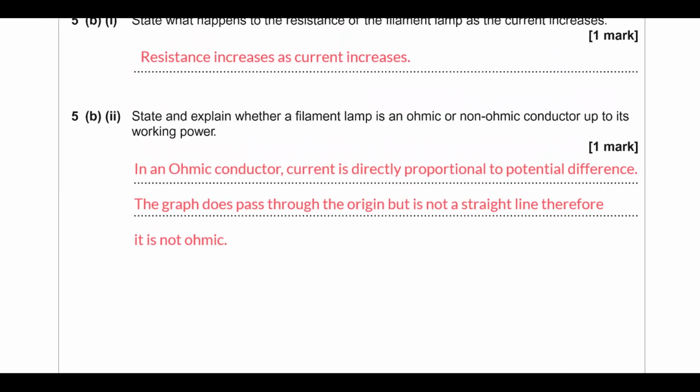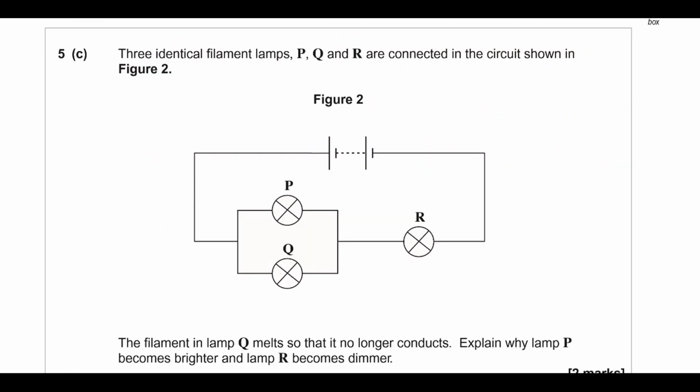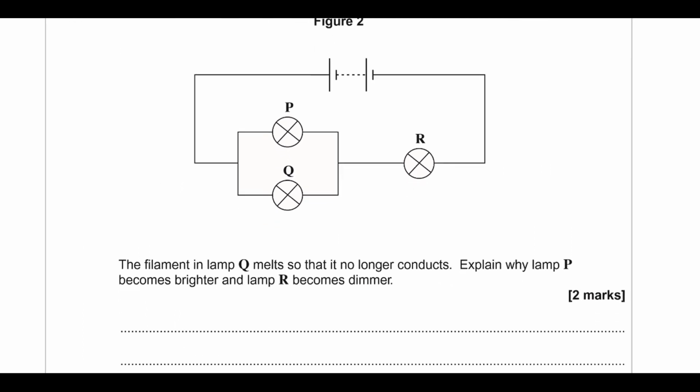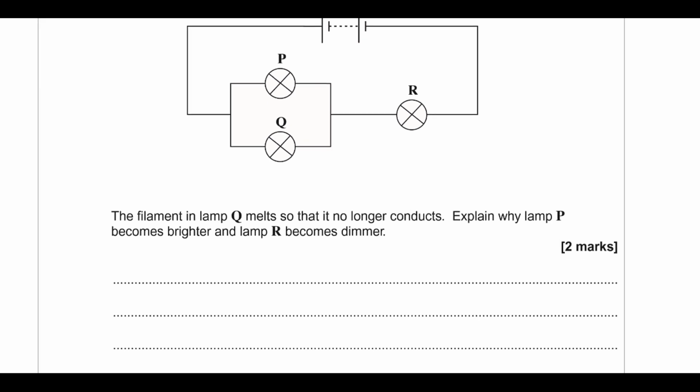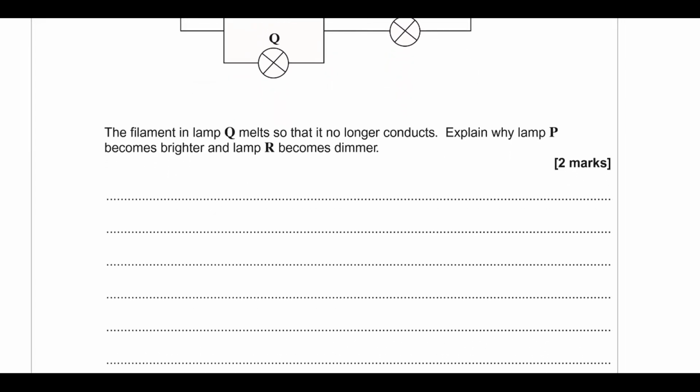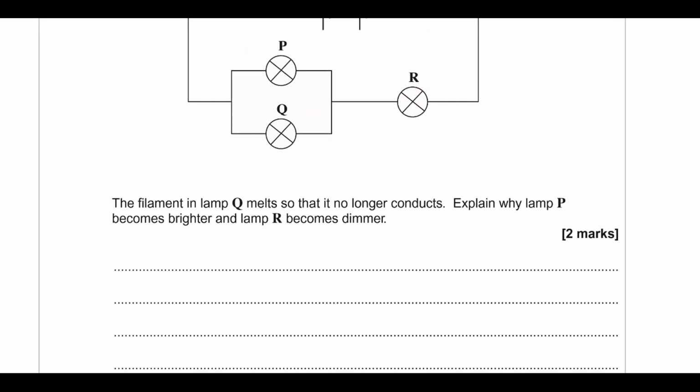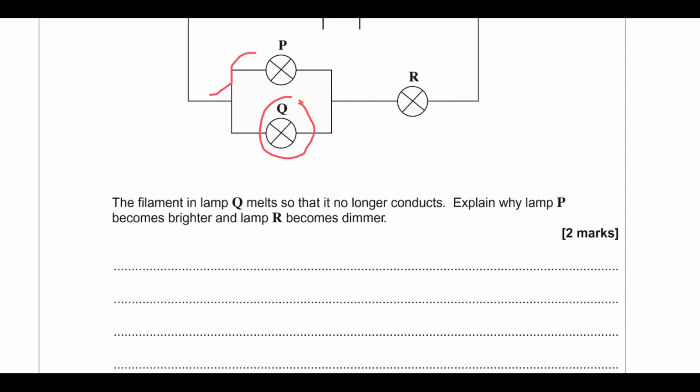Okay, so let's flip over. So we've got 3 identical filament lamps, P, Q, and R. I'm guessing one of these is about to fail. Let's have a look. So the filament in Q melts so that it no longer conducts. Explain why P becomes brighter and R becomes dimmer. Okay, so Q is melted. So if we have a look at our diagram, this one's Q. So what's going to happen is now all the current has to go that way around the circuit.